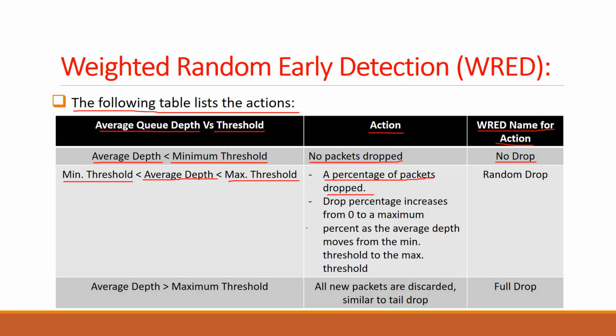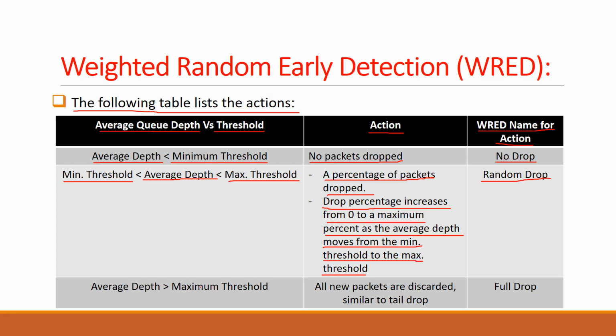If it would occur in 5 seconds, WRED will make it later than that by dropping a percentage of packets in that time when the average depth is between the minimum threshold and the maximum threshold. And the drop percentage increases from 0 to a maximum percent as the average depth moves from the minimum threshold to the maximum threshold. And WRED calls this action random drop.